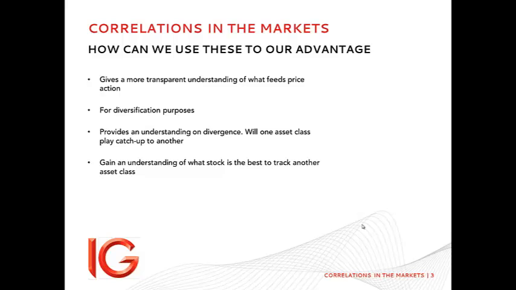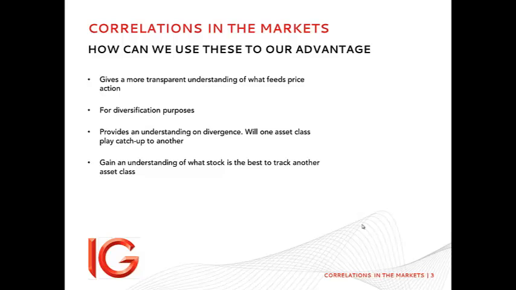Now, in terms of diversifying your portfolio, it's important, and a lot of people do believe that you should have exposure to different parts of the world, different geographies, different asset classes. So using correlations, you can actually work out and therefore understand how to diversify your portfolio and work out how closely correlated different stocks are to take advantage of that diversification situation. We can look at divergence. Will one asset class play catch up with another?